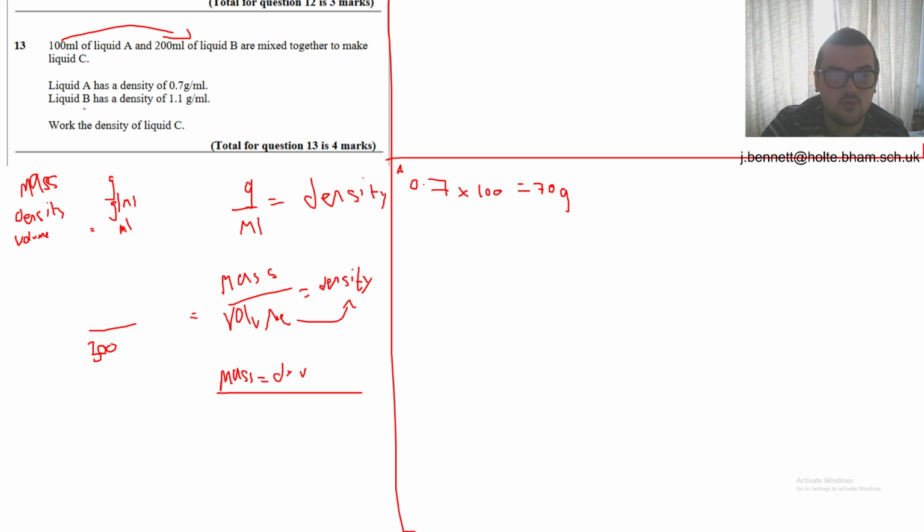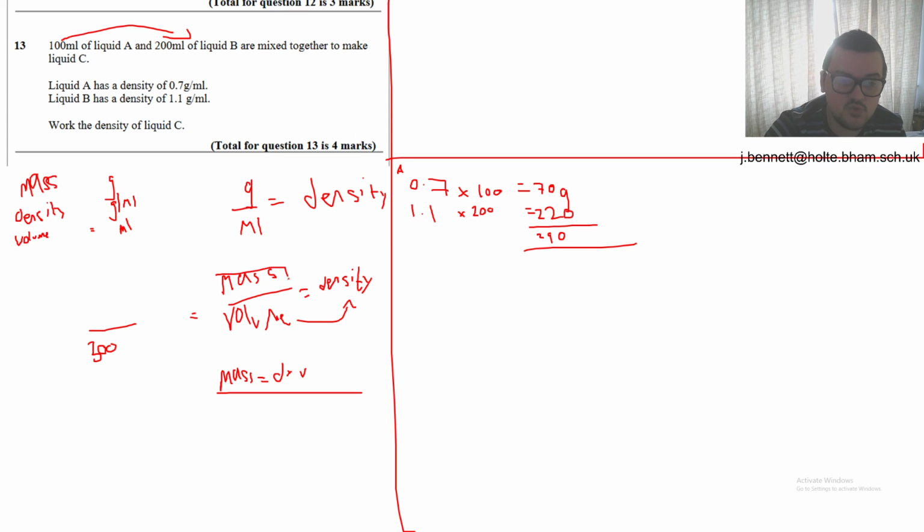Now we want the mass of liquid B. 1.1 is the density times the volume, which is 200. And this gives us 220. So we worked out the mass of volume A, worked out the mass of volume B. We add them together to find the mass of volume C. So 220 plus 70 is 290.